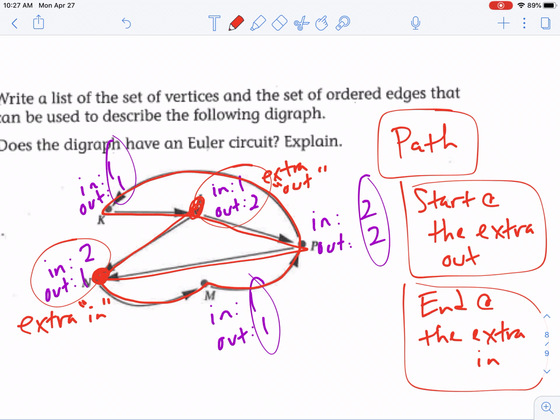You'll end at the extra in because there's an extra in waiting there, and then you don't have to exit that point again if you're ending there. So you'll utilize that extra in on the final inlet to that point, and then you don't have to move it again because you'll be done completing the graph. Okay, we'll stop this video there.